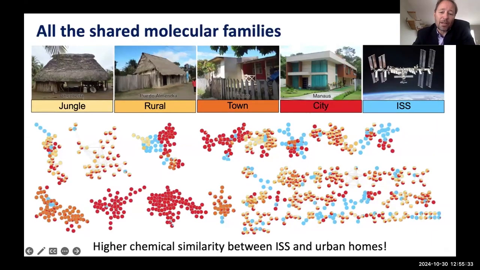So what we're learning basically is that the ISS space station is most similar probably to urban homes, but that there's also a lot of missing molecules. And the question is, do those missing molecules influence health? And this is something that NASA will have to sort out. And if they do contribute to human health, how can they then introduce those during long space travel?